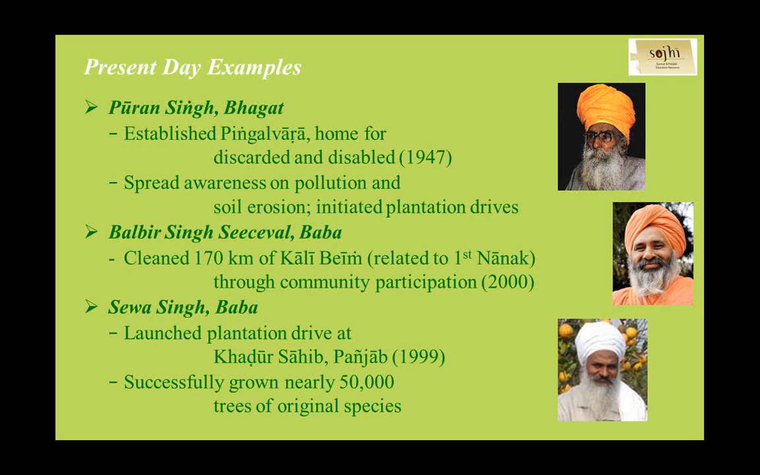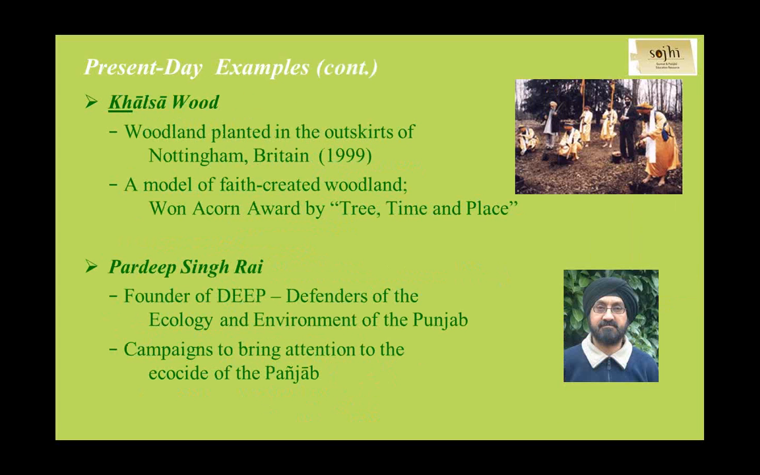And Baba Seva Singh Ji had done a lot of plantation drives. And look at that number. It says he successfully grew nearly 50,000 trees of original species. So that's a large number that he helped get done. Then in England, in Britain, there's a certain area where the Sikhs planted different trees. So it's pretty cool. And you see this picture over here, the Sikhs realized that we need to have our own plantation.